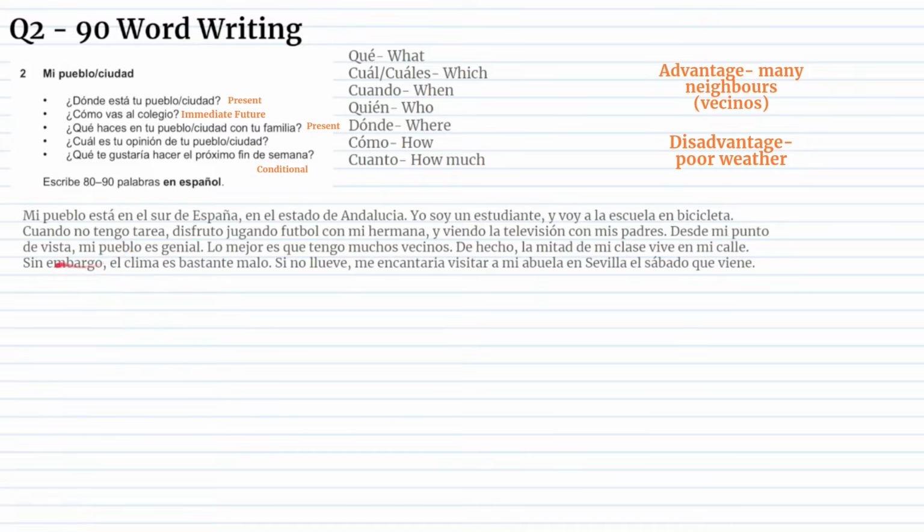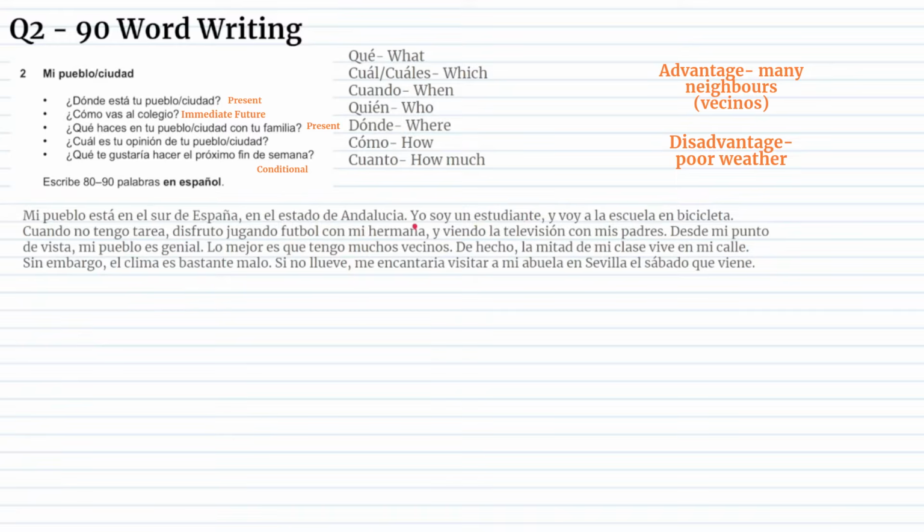Alright, so here's my answer. Let's just start right here. Directly answering, ¿Dónde está tu pueblo o ciudad? Mi pueblo está en el sur de España, en el estado de Andalucía. No going off topic, staying, getting it done, and just mentioning the state to get a little more words, a little more detail. Yo soy un estudiante y voy a la escuela en bicicleta.